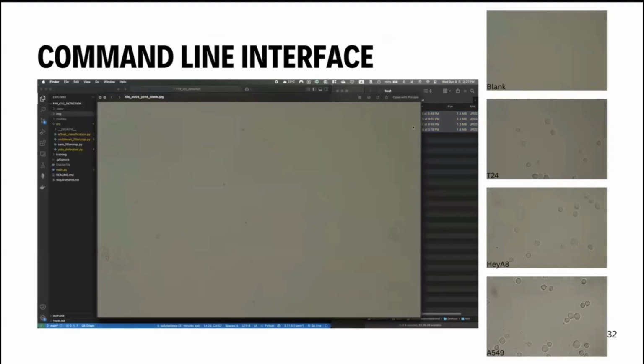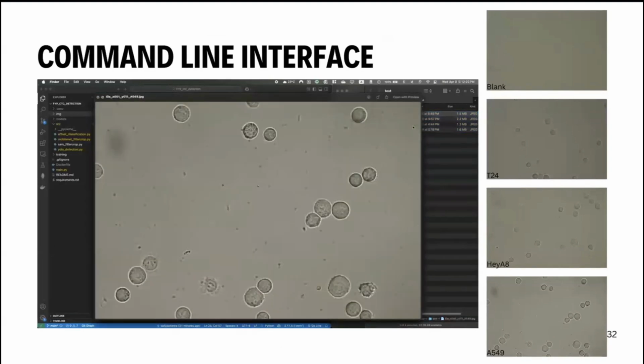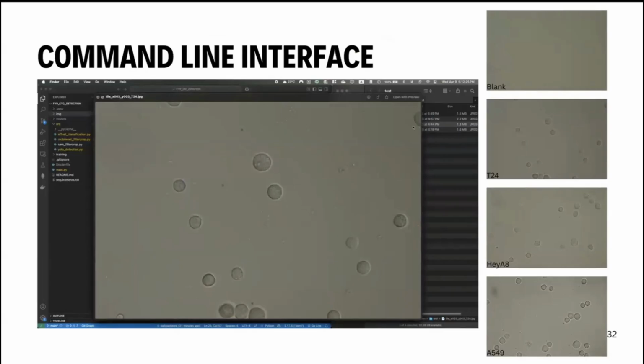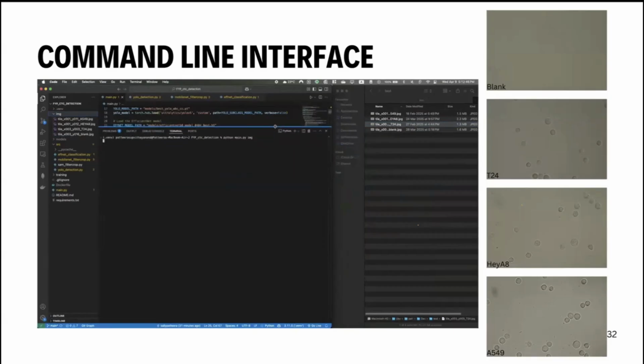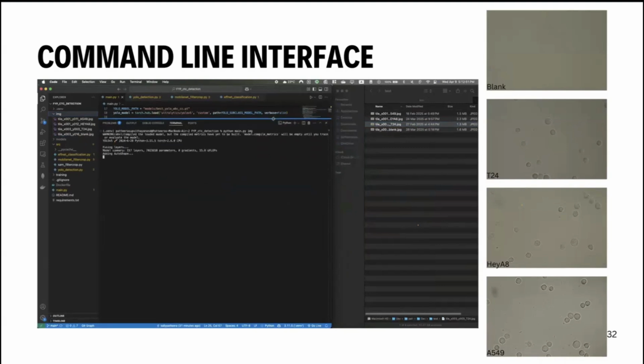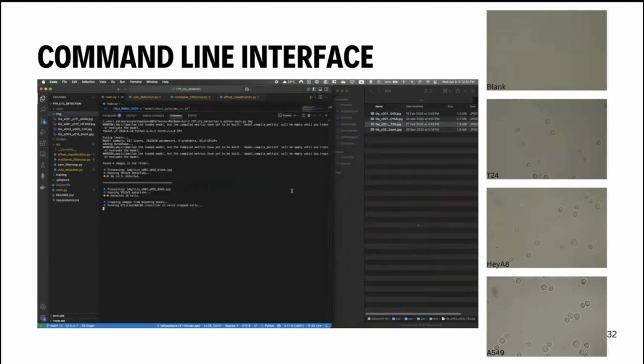To combine all the parts in this project together, we made a command line interface where the user can insert a folder of images or a single image into this program, and it will run through the models that we have trained: first YOLO detection, second MobileNet filtering, and the last model is EfficientNet for classification. Eventually, the program will give the results whether any cells are detected, what kind of cells are detected, and how many cells are detected, as shown here in the demo.